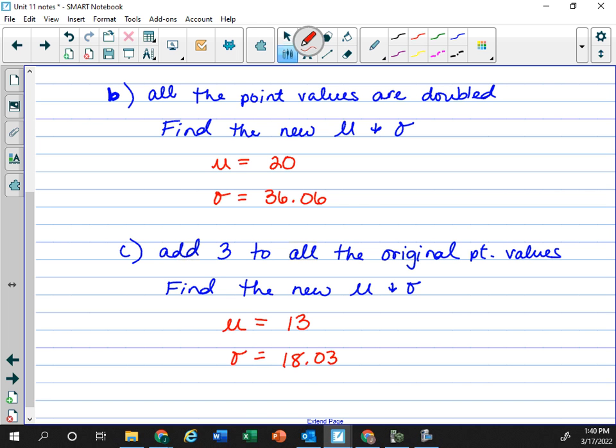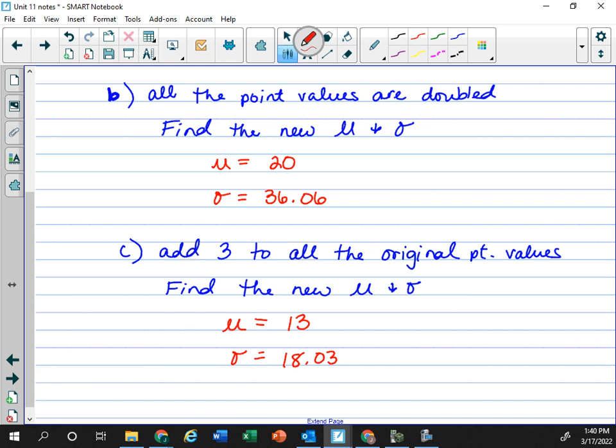Okay, think of it, you shift them all up 3. Does how spread out they are change at all? No. Okay, so your sigma will not change by just adding or subtracting. Questions on that part, transforming data there?